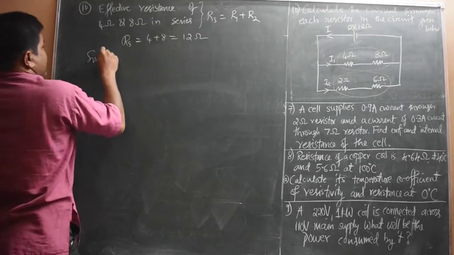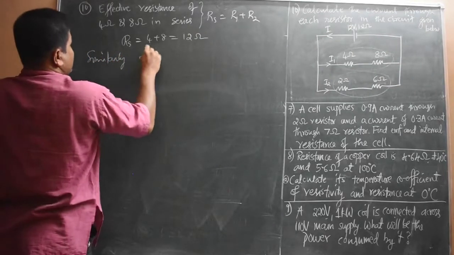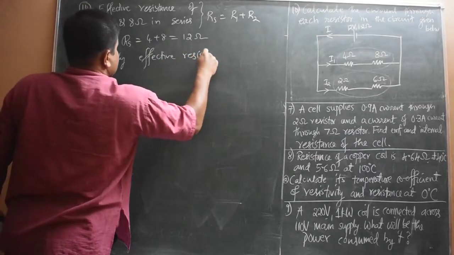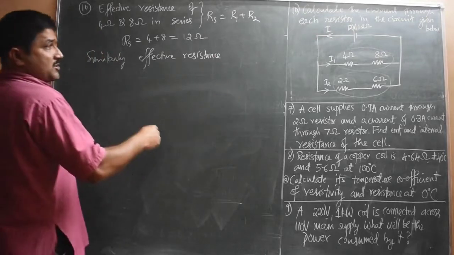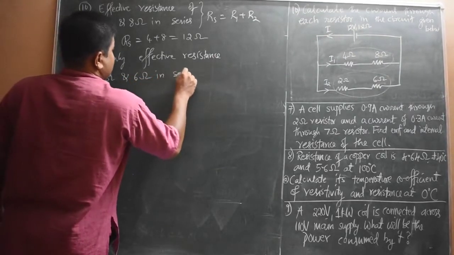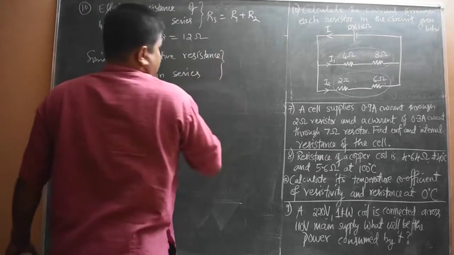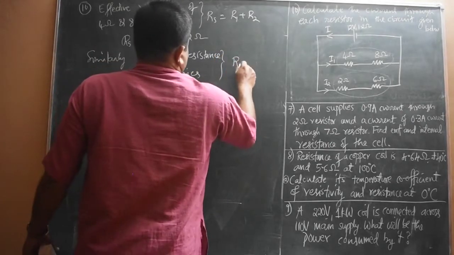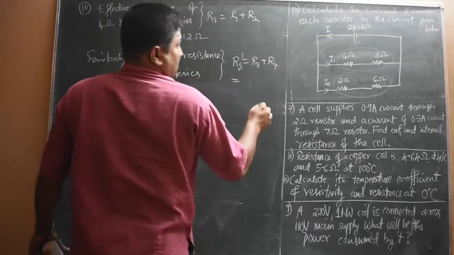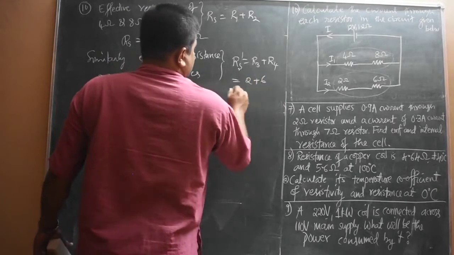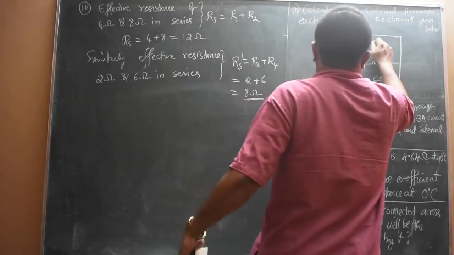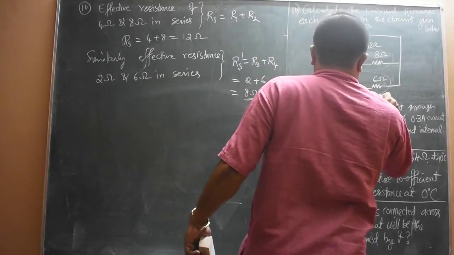Similarly, the equivalent resistance of the other branch, 2 ohm and 6 ohm in series. These two resistors, R3 and R4, give RS dash, 2 and 6, so that is 8 ohm for the second branch. So the first branch is 12 ohm and the second branch is 8 ohm.